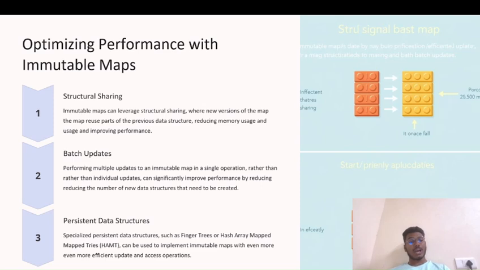Batch updates. Next one, after structural sharing, it updates batch-wise. So we can perform multiple updates to immutable maps in a single operation. Suppose there are many updates in the map, so we can do them as batch updates. We can do it in a single operation rather than individual updates, which can significantly improve performance by reducing the number of intermediate data structures that need to be created. So by the diagram we can see persistent data structures, specialized persistent data structures such as finger trees or hash array mapped tries can be used to implement immutable maps with even more efficient update and access operations.